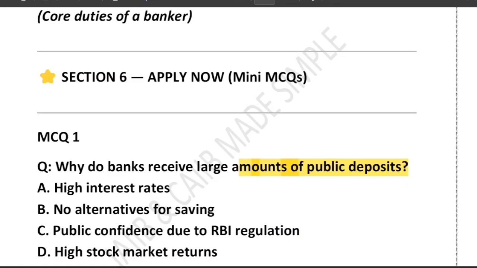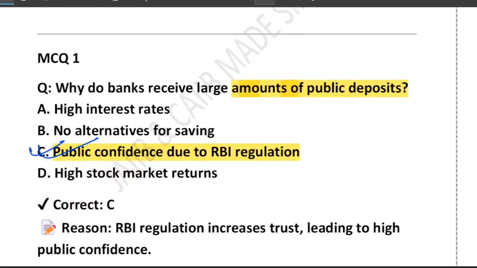Option C, public confidence due to RBI regulation. Option D, high stock market return. What do you think? What is the major reason? That's why banks receive a large amount of public deposit. So public confidence due to RBI regulation is the major reason. Right? Banks receive a large amount of public deposit because of the public confidence due to RBI regulation.